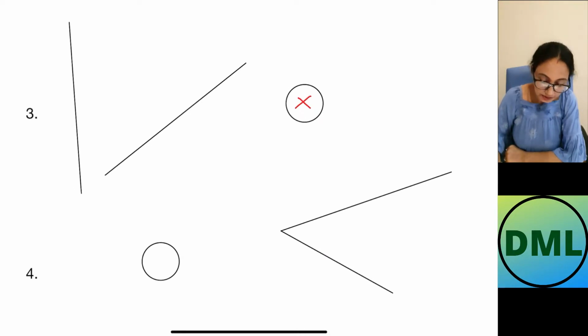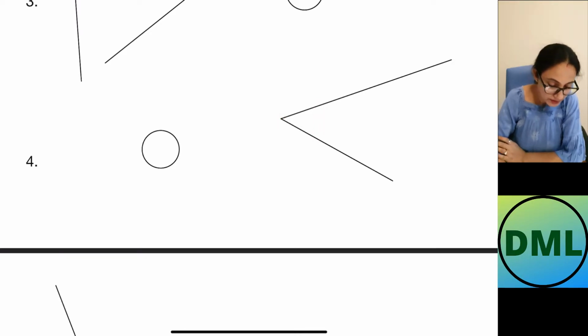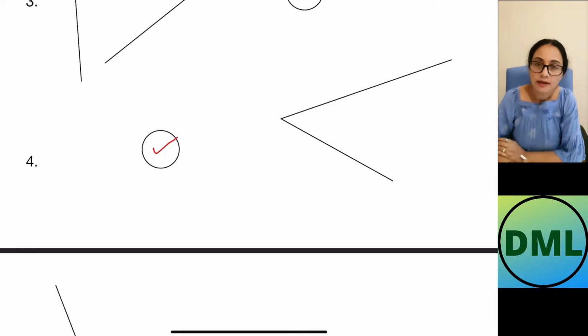Let's see the next question. So our first line is here and the second line is here and they are meeting at this point. Are they making an angle? Yes, right? They are making an angle here because they have one common point. So let's make a tick here. This is our right answer.